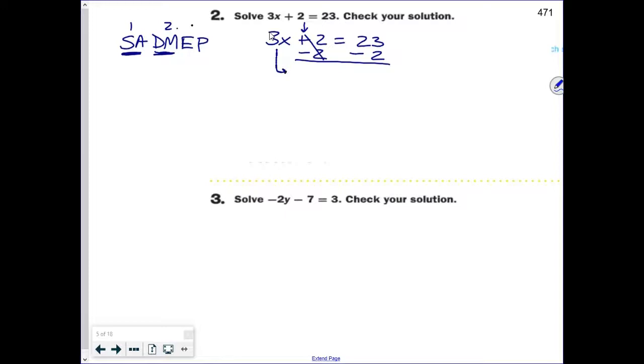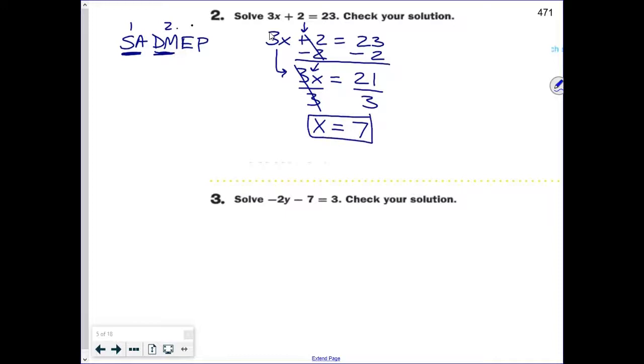I drop down the 3x. I drop down my equal sign, and 23 minus 2 is 21. Then I'm going to do the opposite of multiplying, which is dividing. And I'm going to divide by 3 on both sides. 3 divided by 3 is 1. 1x is just x. And 21 divided by 3 is 7.